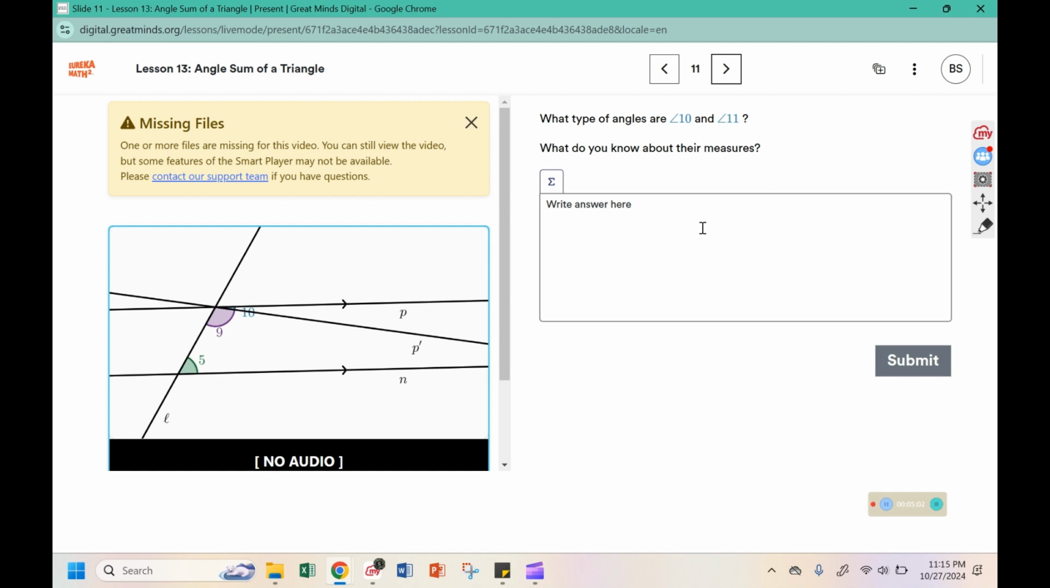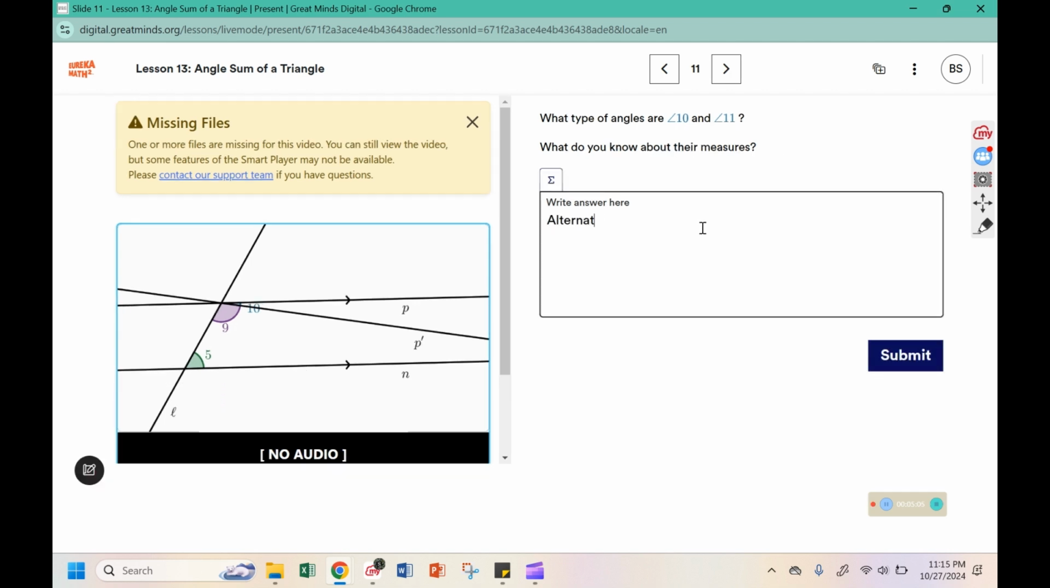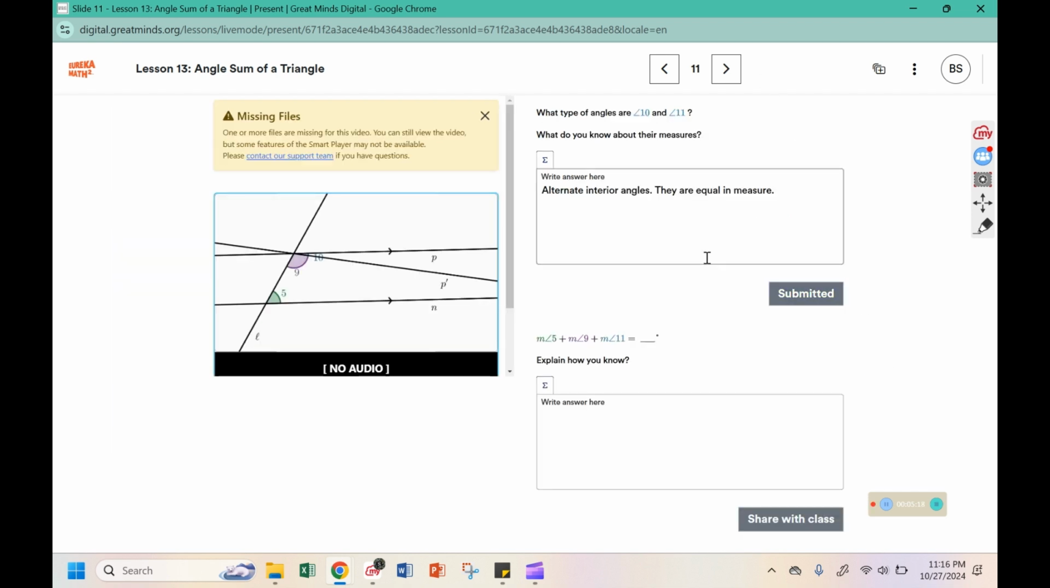So what type of angles are angle 10 and 11? They are alternate interior angles, and that tells us they are equal in measure, or they are congruent to one another. So 5 plus 9 plus that little angle 11 that pops up down here is 180 degrees. How do we know? The sum of the angles in a triangle add up to 180.